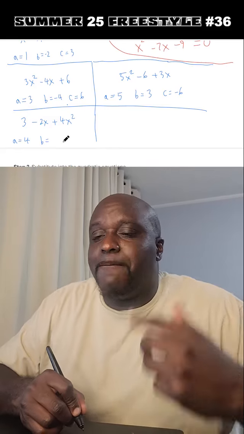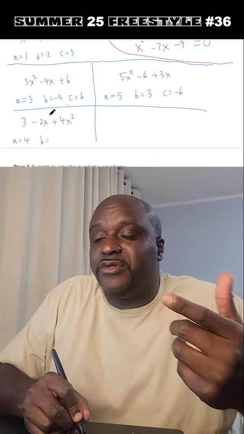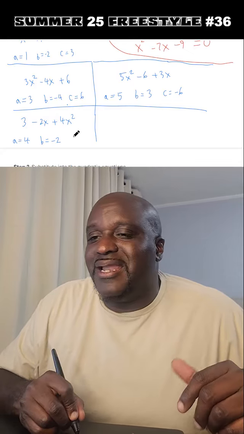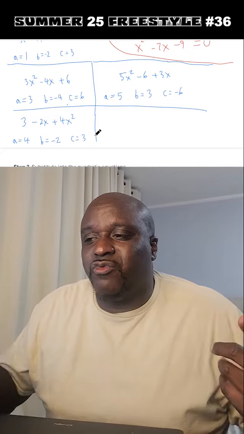Then over here, I got B is next. I look for the letter to the first, and that's the rest. -2 equals my B. And the last step right here is C equals 3, and we out.